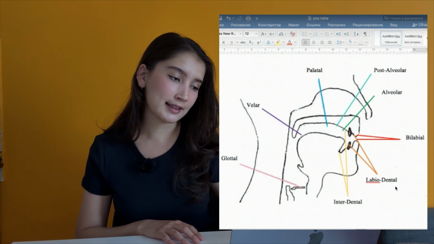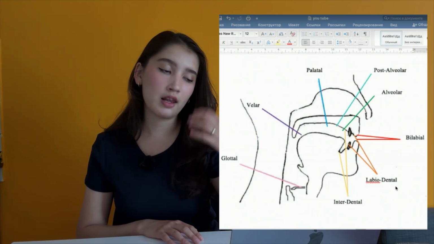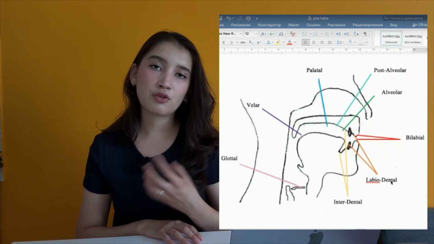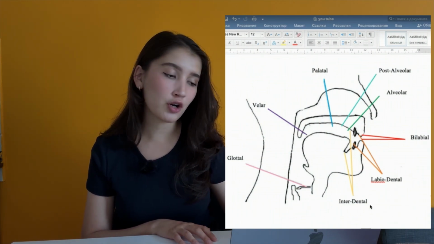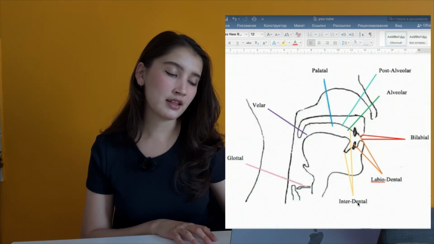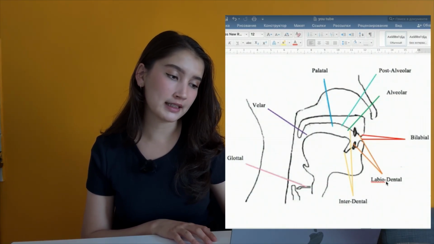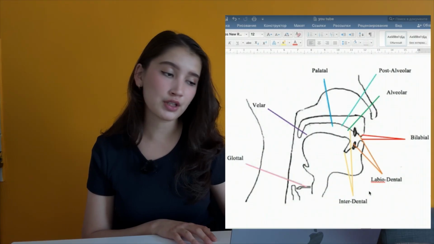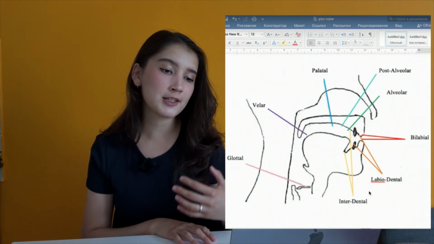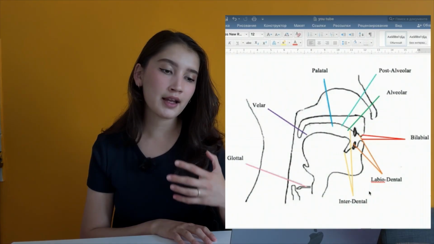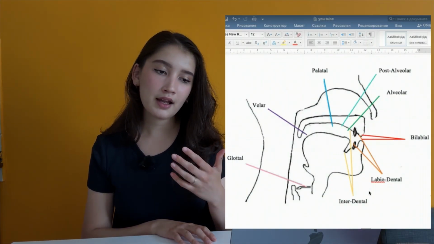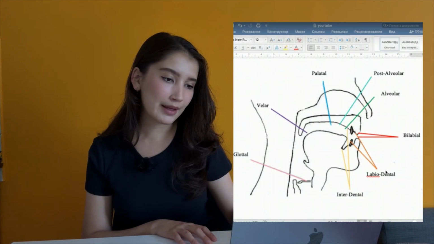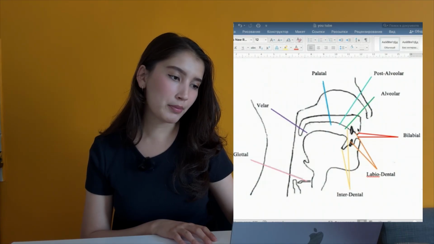Next one is labiodental, which means you are using both your lips and your teeth when you are producing a particular sound. And then interdental. Here you are not using your lips. The main difference between labiodental and interdental is that in labiodental you are using both your lips and teeth, but in interdental you are just using your tongue and teeth. So interdental sounds are made by placing the tongue between the upper and the lower teeth, while labiodental sounds are produced by using the lower lip and the upper teeth.